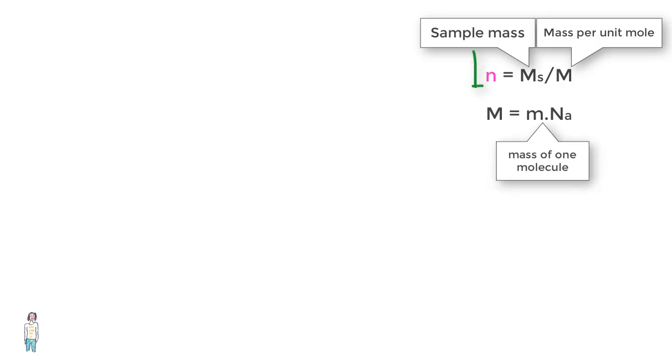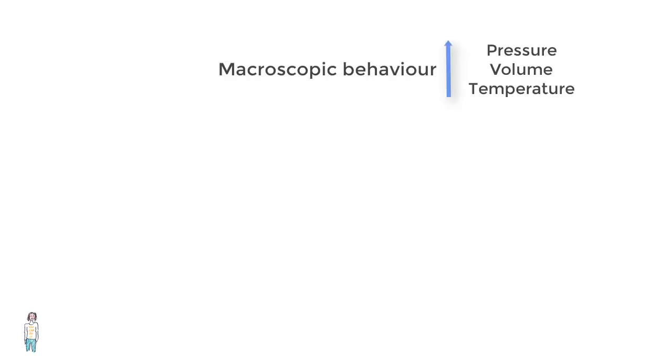Then we can rewrite this equation as n is equal to ms divided by m into Na. Okay, with this background, we are set to get into understanding what is the ideal gas law. So what we are trying to do in this chapter is to connect the macroscopic behavior of gases, like pressure, volume and temperature, with the microscopic properties, or how the molecule behaves in a given environment.